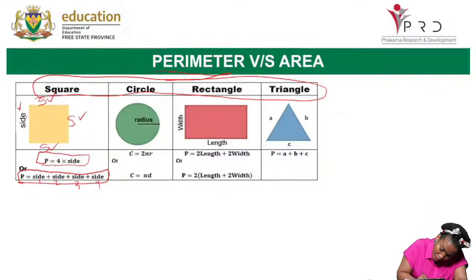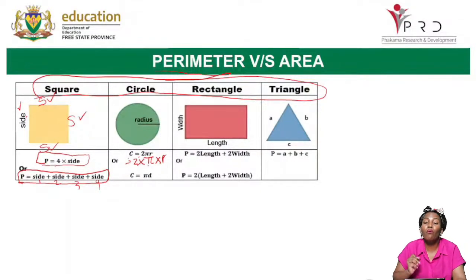The first formula is the circumference equals 2 pi r. So this is the same as 2 multiplied by pi multiplied by the radius. What is the value of pi?